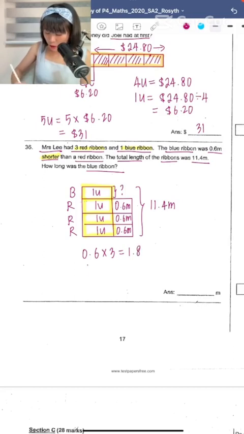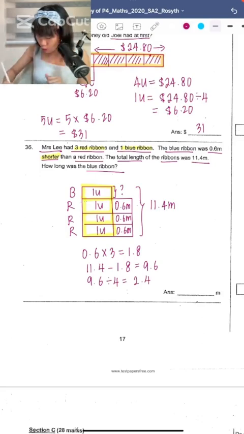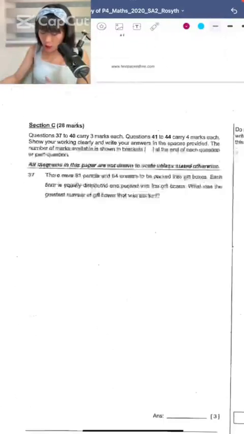I'm going to take the total of 11.4 minus the excess of 1.8, and that will give you 9.6. Now once you're left with 9.6, it is equal to the 4 units. So I am going to divide by 4 here, which you can do with long division. You should get 2.4. So 2.4. Okay, next one, section C.